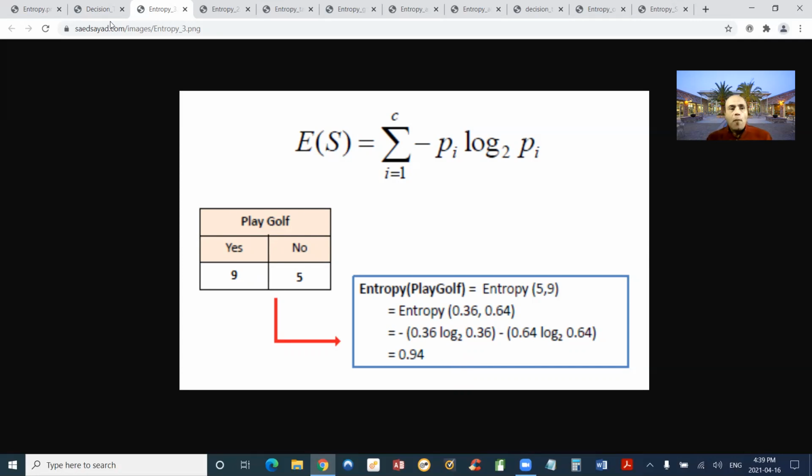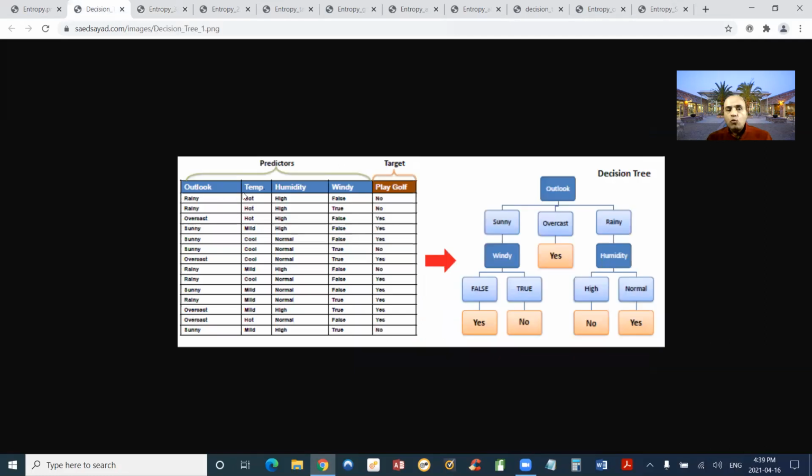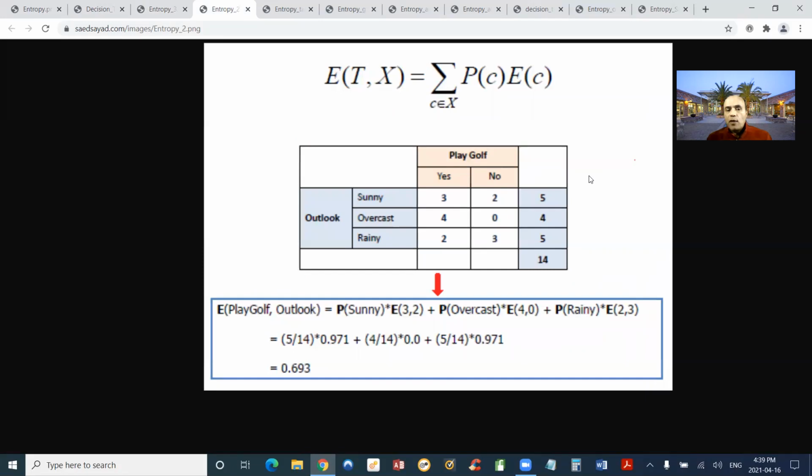Now, if you go back to the table, and if you happen to have 2 attributes at the same time, or 3 or multiple attributes at the same time, the way we are going to do it is we are going to calculate the probability times the entropy of the value we are looking at. So in this case, I'm going to say play golf and outlook.